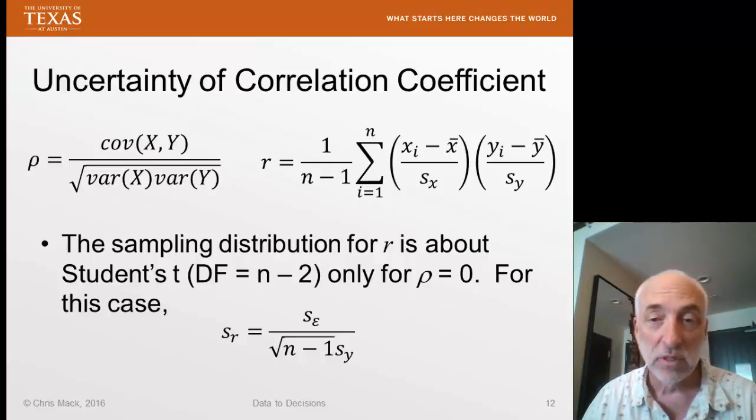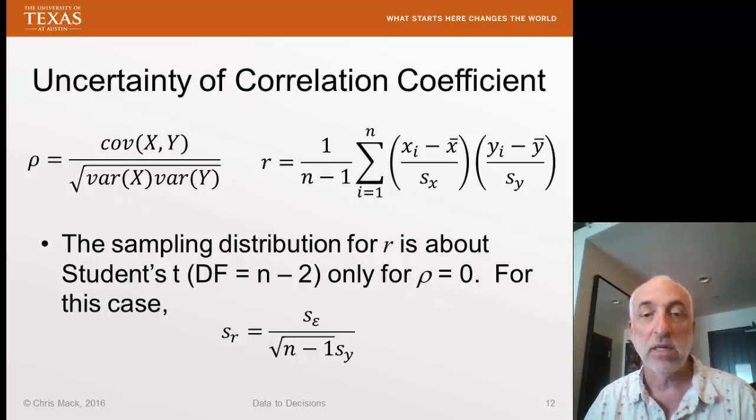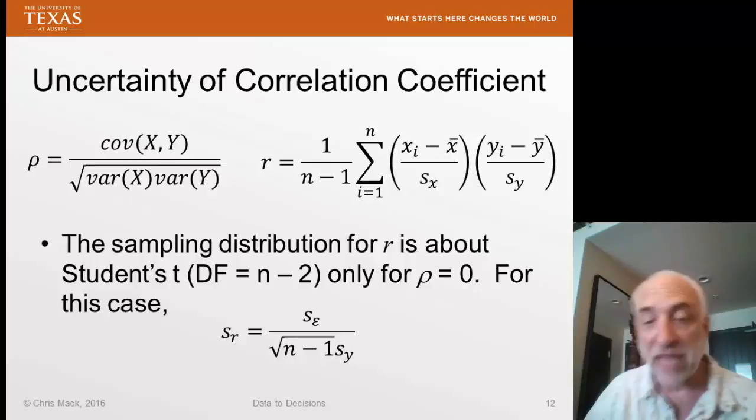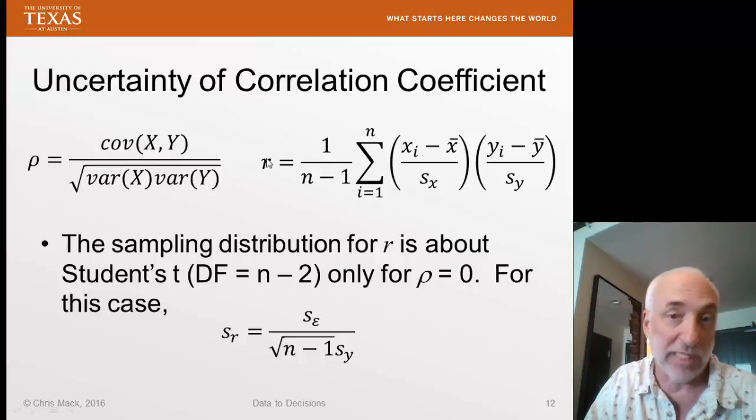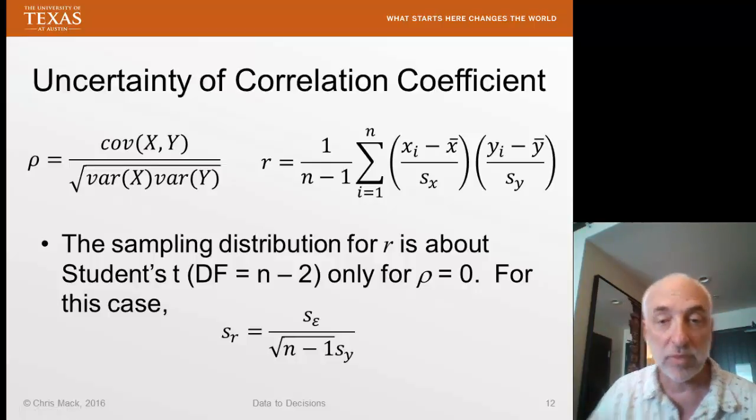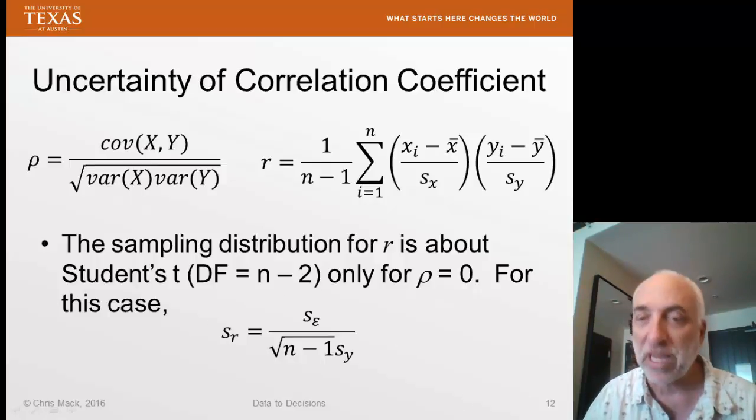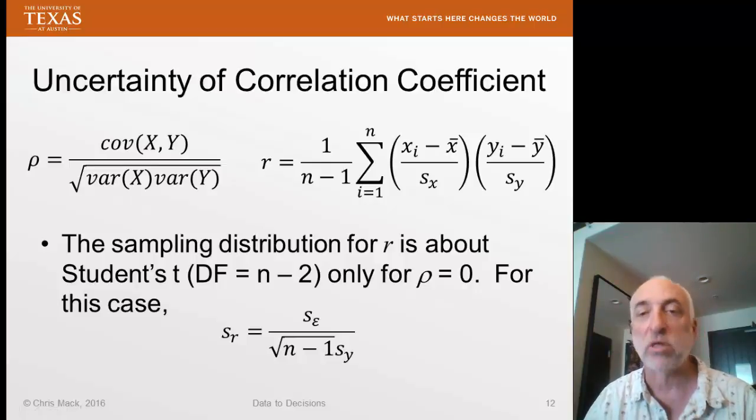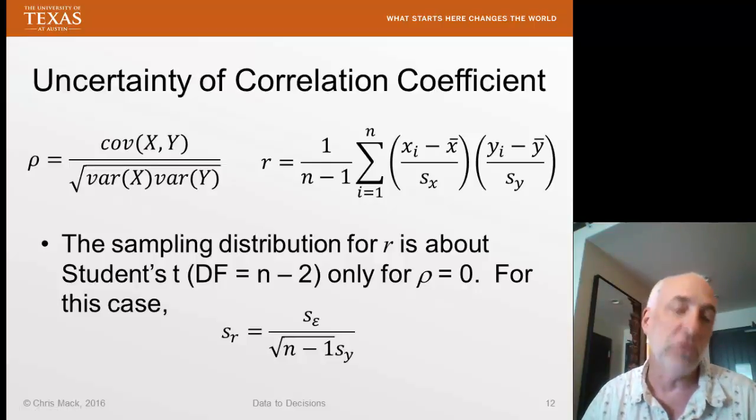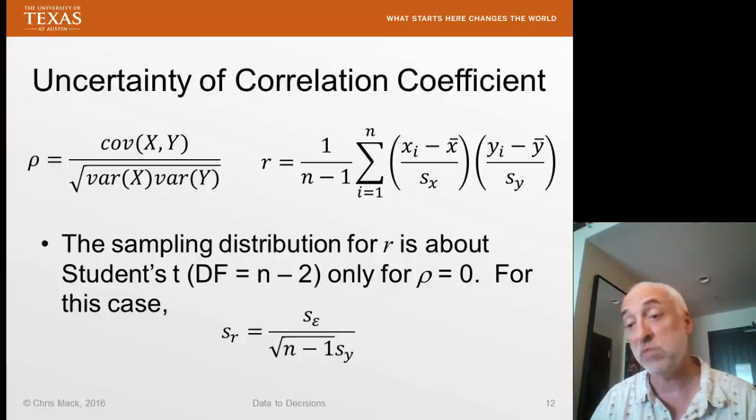Well, if rho is 0, if the data is completely uncorrelated, then the value of R we get will be something probably a little different than 0, and it will have a student's t distribution, n minus 2 degrees of freedom, and a particular standard error given here. That's only for this special case when we have truly uncorrelated data. Well, that'll be a useful case, actually. We're going to make use of this particular case a few times.